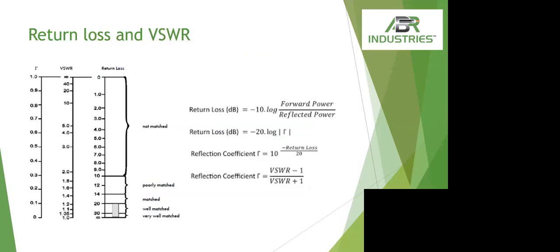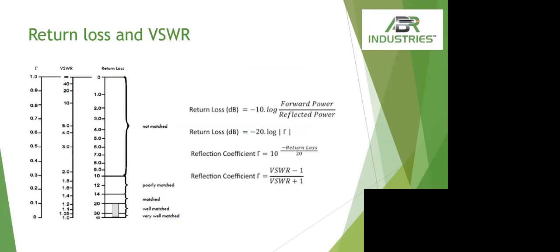So how do we worry about return loss in SWR? Well, as we know from our calculation, return loss is 10 times the log of the forward versus the reflected power, or 20 times the log of the R value that we just came up with. So when we look at VSWR, we look at this in terms of resistance and reactance. In this case, we look at VSWR as the scale that you see there in the middle, and then the return loss as in how much power is coming back.